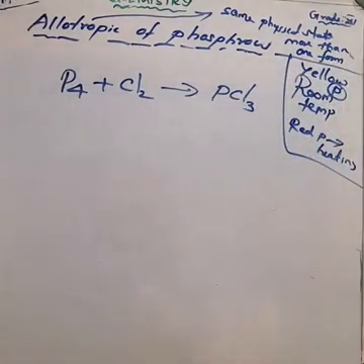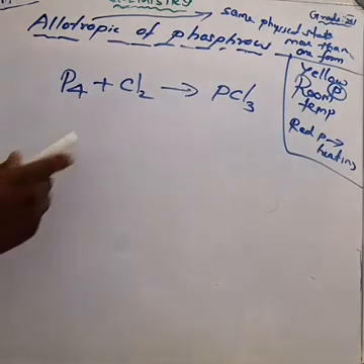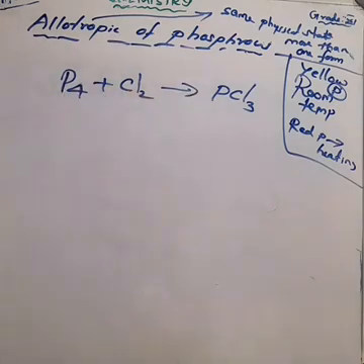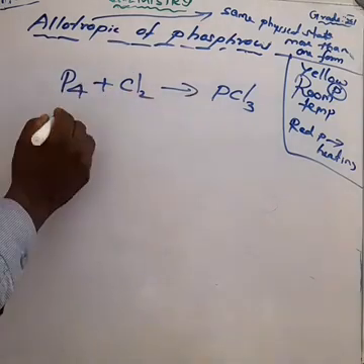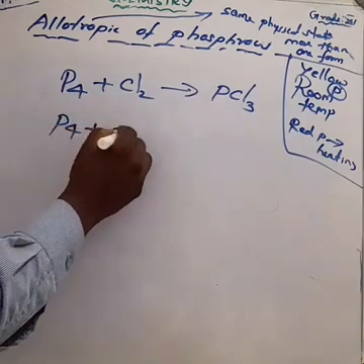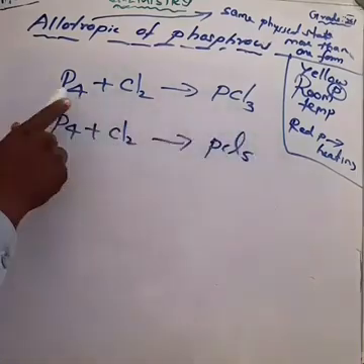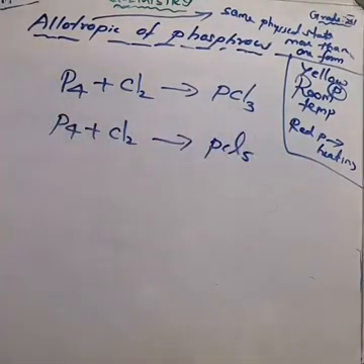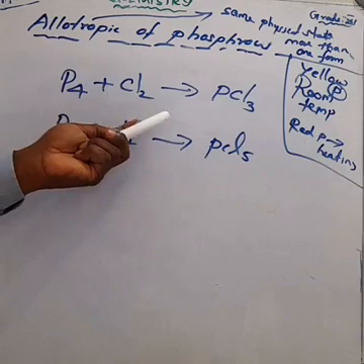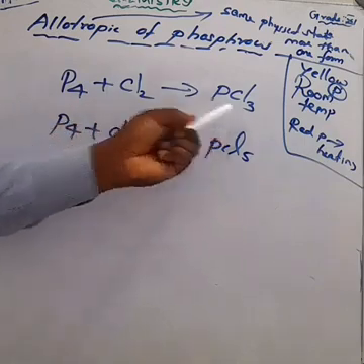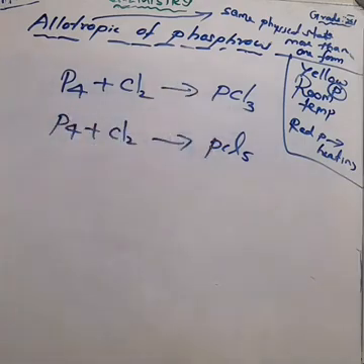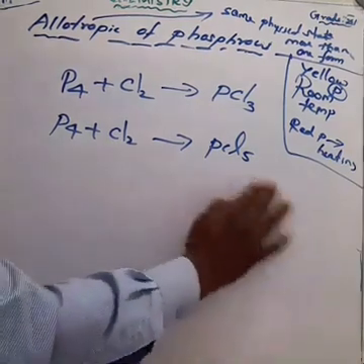Anyhow, phosphorus reacts with chlorine. We get phosphorus trichloride. Phosphorus reacts with more chlorine, and we get phosphorus pentachloride. So we have to write the equation. P4, that's phosphorus, reacts with chlorine, Cl2, and gives PCl3, right? Next, how can you balance the equation?